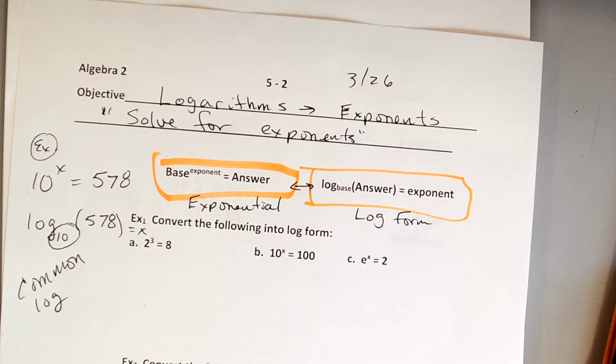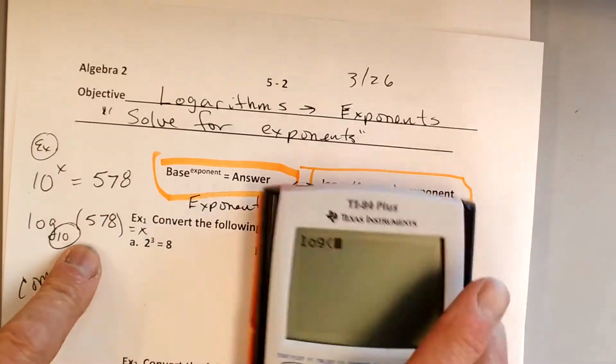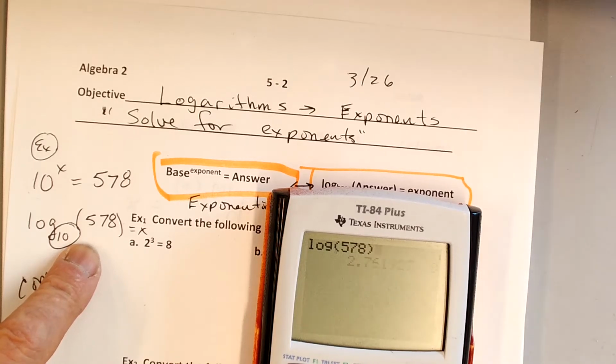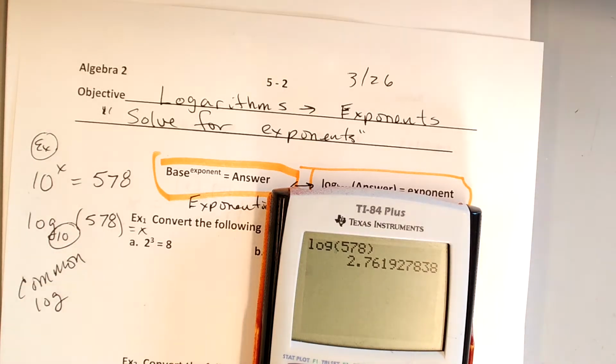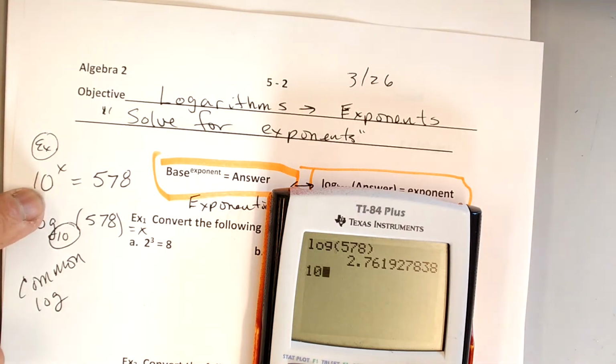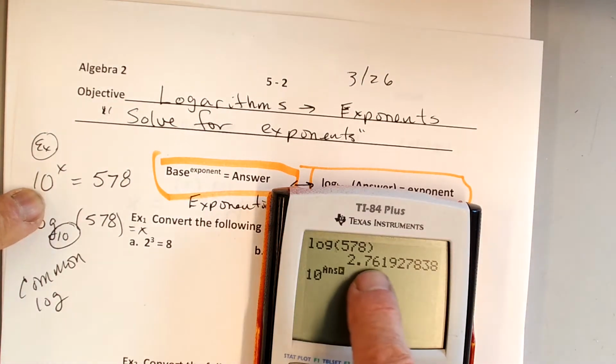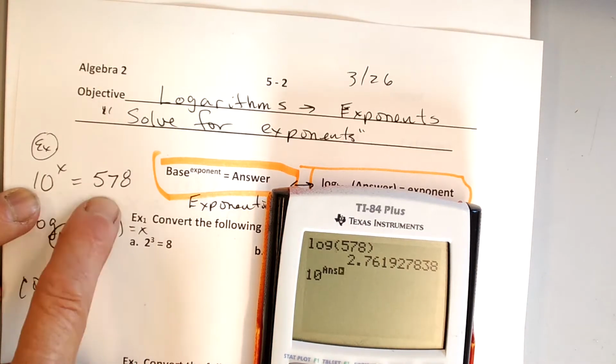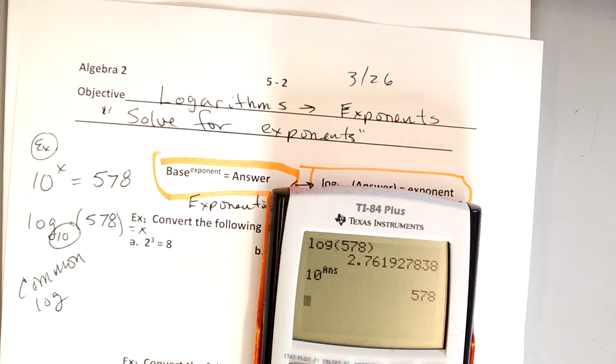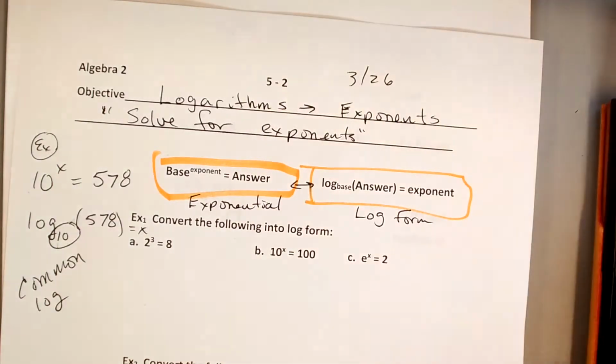It's invisible. So then if I take my calculator and I want to do the log of 578, I get an answer: 2.7619, and so on. So that's got to be the answer. So then 10 to that power, 10 to that 2.76, and so on, should equal 578, right? And it does. So logarithms allow us to solve for exponents. Logarithms allowed us to find the exponent. Thumbs up on that?